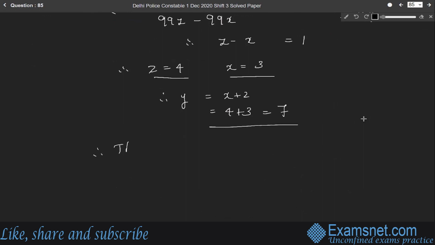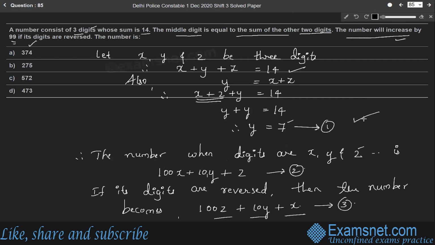Therefore, the number is: X is 3, Y is 7, and Z is 4. 374. Therefore, 3 plus 4 becomes 7, and also the sum of the digits 3 plus 7 plus 4 is equal to 14. So hence option A is the right answer. 374.